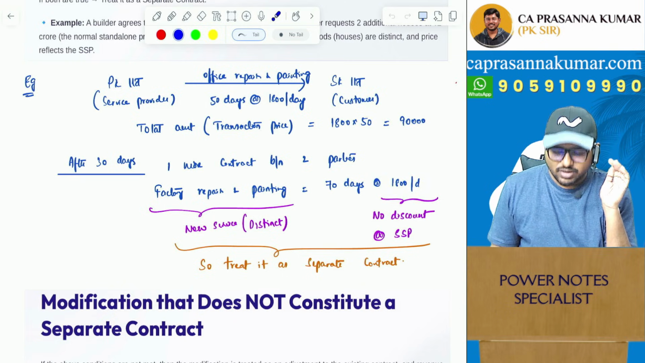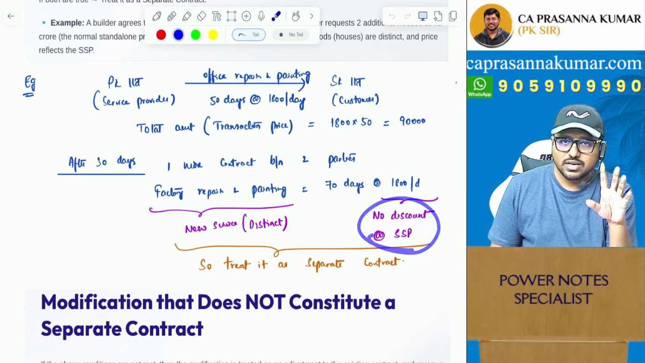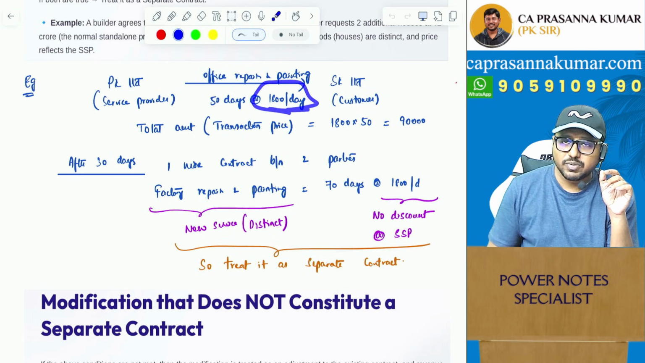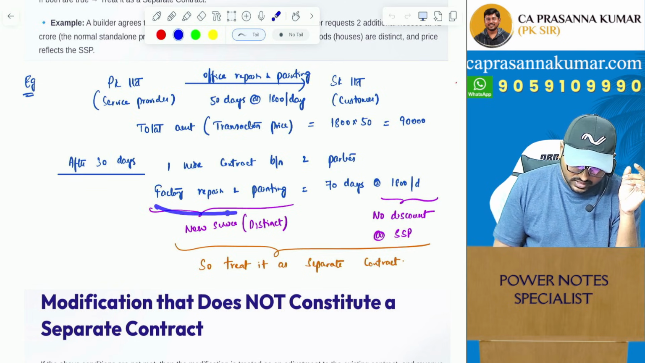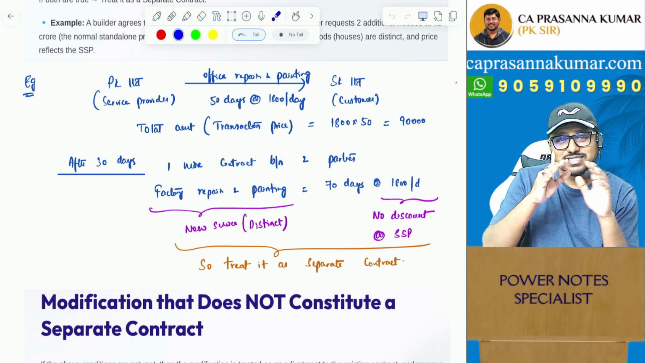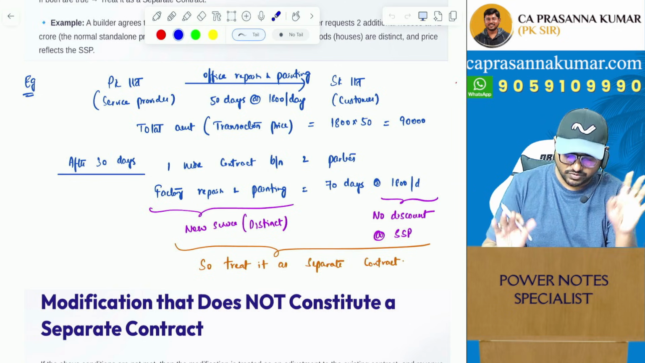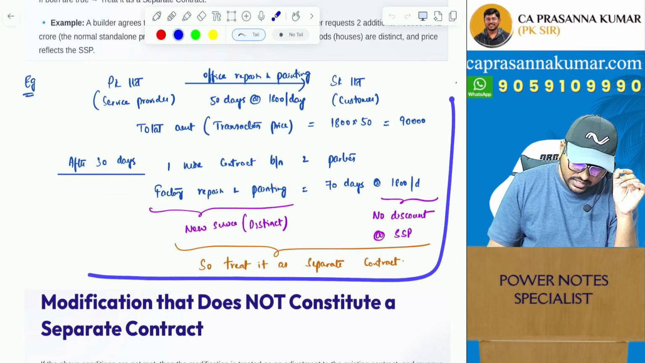So what do you need to analyze here? There is no discount on the standalone selling price. The standalone selling price is 1800 per day. The price is the same, whereas the service you are providing now is a separate, distinct, new service. Therefore, treat it as a separate contract.